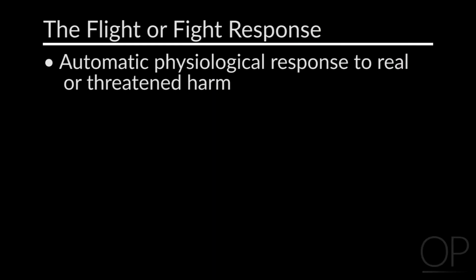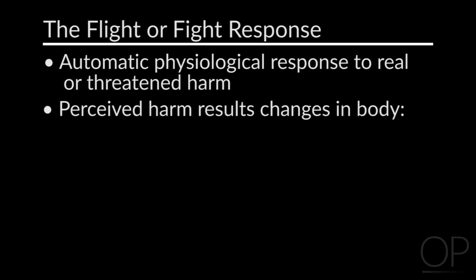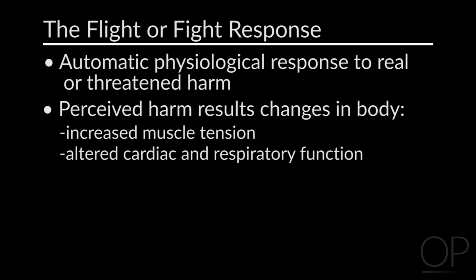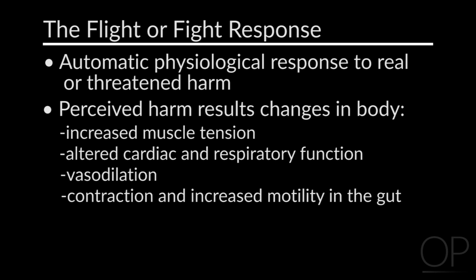This is an automatic physiological response to real or threatened harm, and when we perceive harm in the environment, our body has certain changes that occur that allow us to keep ourselves safe, whether that involves running away to escape from the threat or preparing to fight off whatever the threat may be. These changes include increased muscle tension, changes in our breathing rate and heart rate, changes in vasodilation or constriction, and changes in the way our GI tract is functioning.